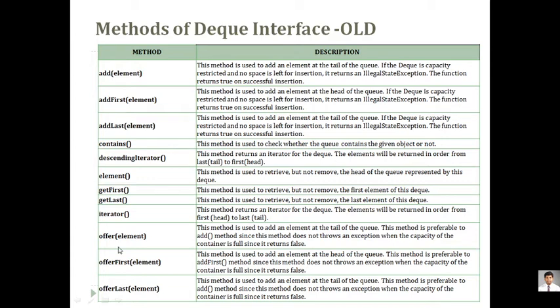So here you have seen add first. It is the same as add first, but you add by using a function called offer first. The thing is that it never throws an exception. Whereas when you go for add first, it may throw an exception called illegal state exception, just like the add function. Same way, this is offer last.